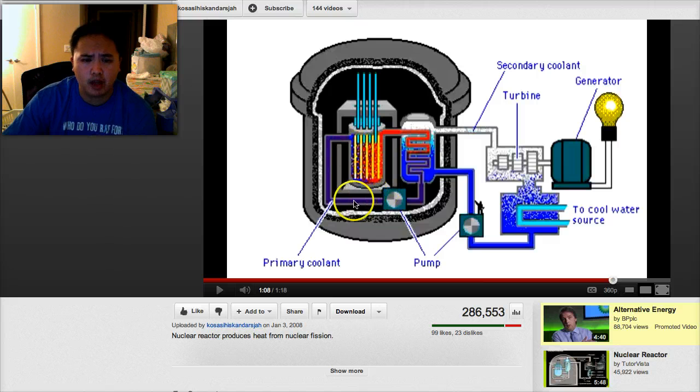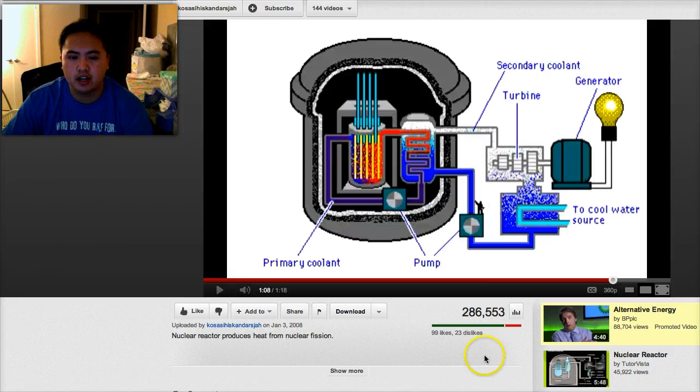So here's two loops. Loop number one, I have a coolant that gets heated up by the rods, and it creates some steam and spins a turbine. It later then cools down and gets pumped in, and this is loop number one. And this is loop number two. So hopefully you guys understand a nuclear reactor.